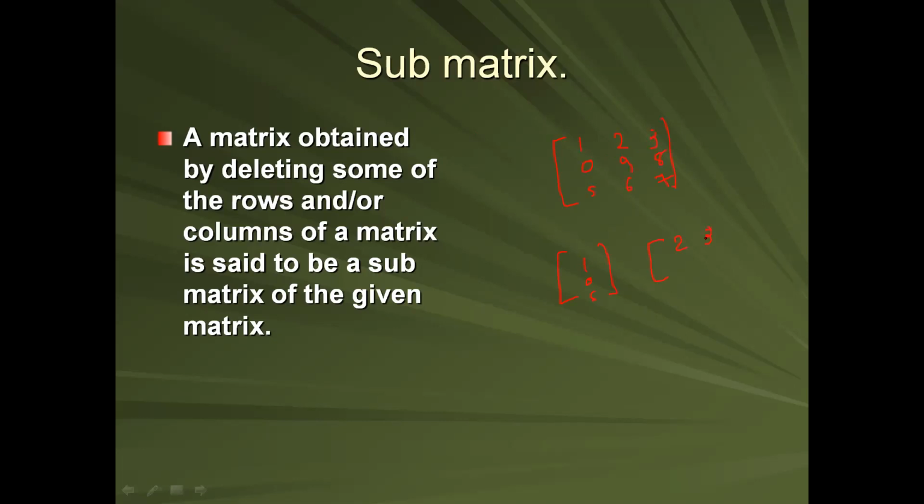It's a very easy thing. By deleting any row or column, you can write another matrix. For example, here if I delete the first column and third row, I get 2, 3, 9, 8. So this is my submatrix. Or if I just write the first column, or just the second column, or just the third column, or just the first row, it means deleting some rows and columns. You will get the submatrix.